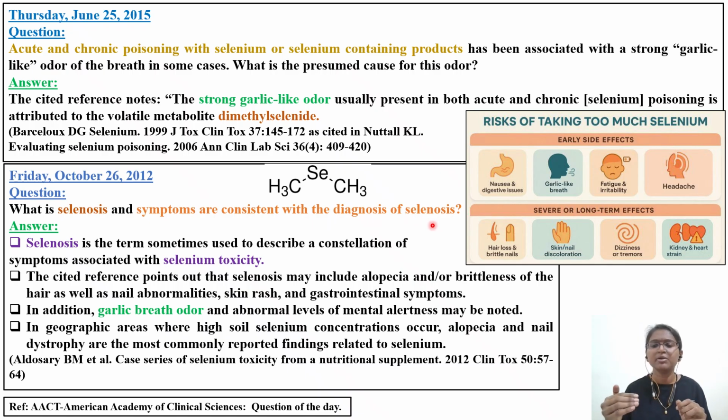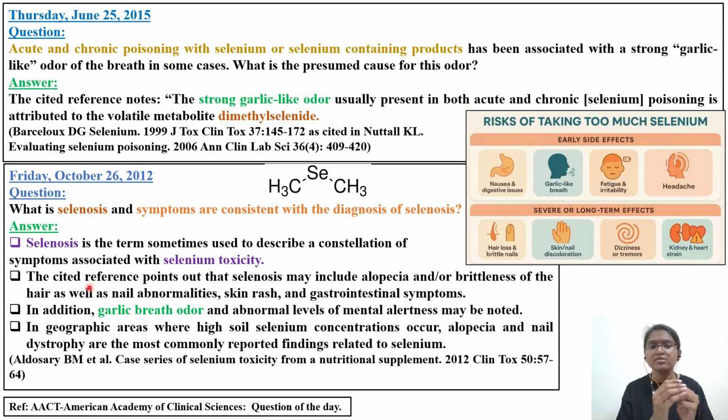So what are the symptoms once a person is exposed to this particular selenium excess exposure? What are the symptoms that we have to see? So we'll see the answer. Selenosis is the term sometimes used to describe the constellation of symptoms. But you have to understand this concept also. What is disease? What is disorder? When you have a cluster of symptoms, then it is called a disorder.